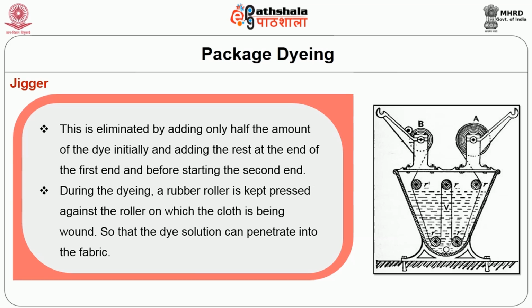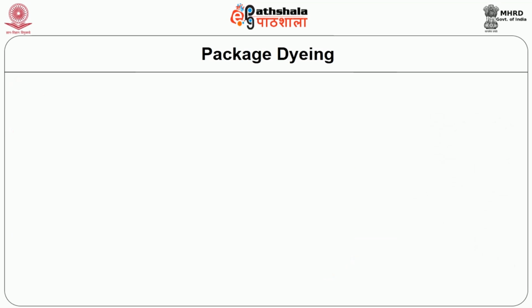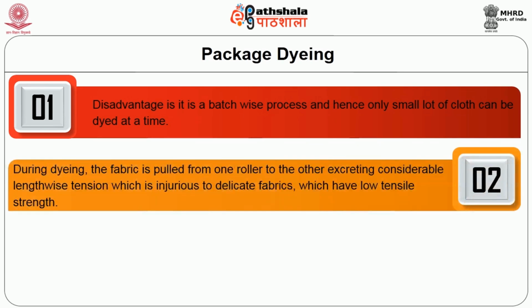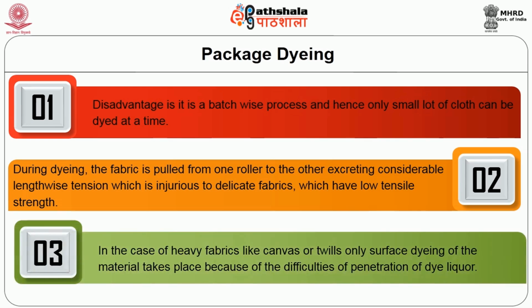The disadvantage is that it is a batch-wise process and hence only a small lot of cloth can be dyed at a time. During dyeing, the fabric is pulled from one roller to the other, exerting considerable lengthwise tension, which is injurious to delicate fabrics which have low tensile strength. In the case of heavy fabrics like canvas or twills, only surface dyeing of the material takes place because of the difficulties of penetration of dye liquor.